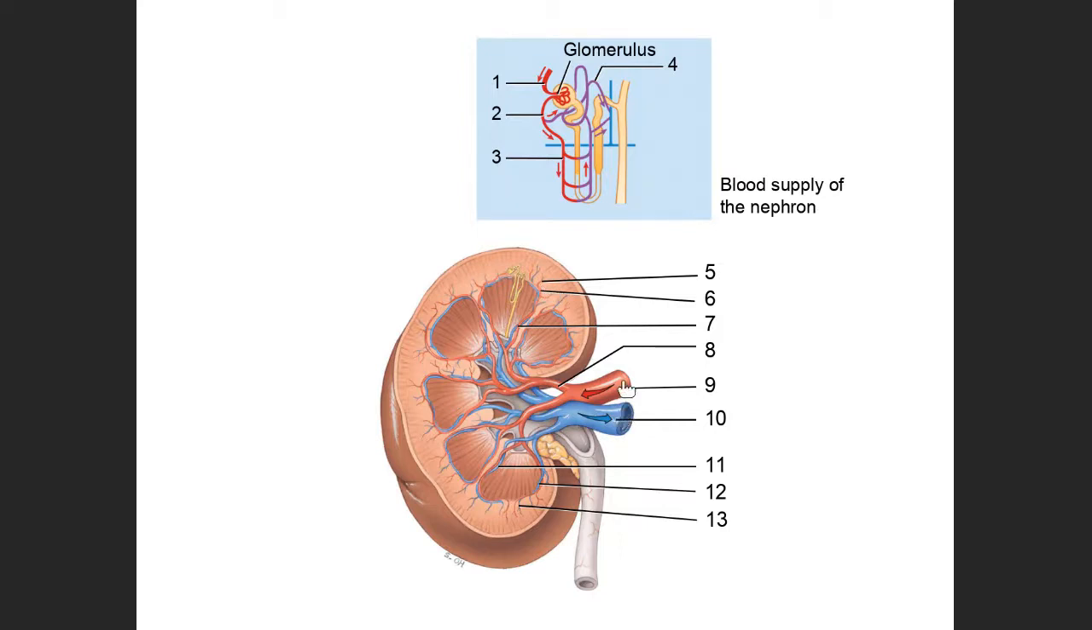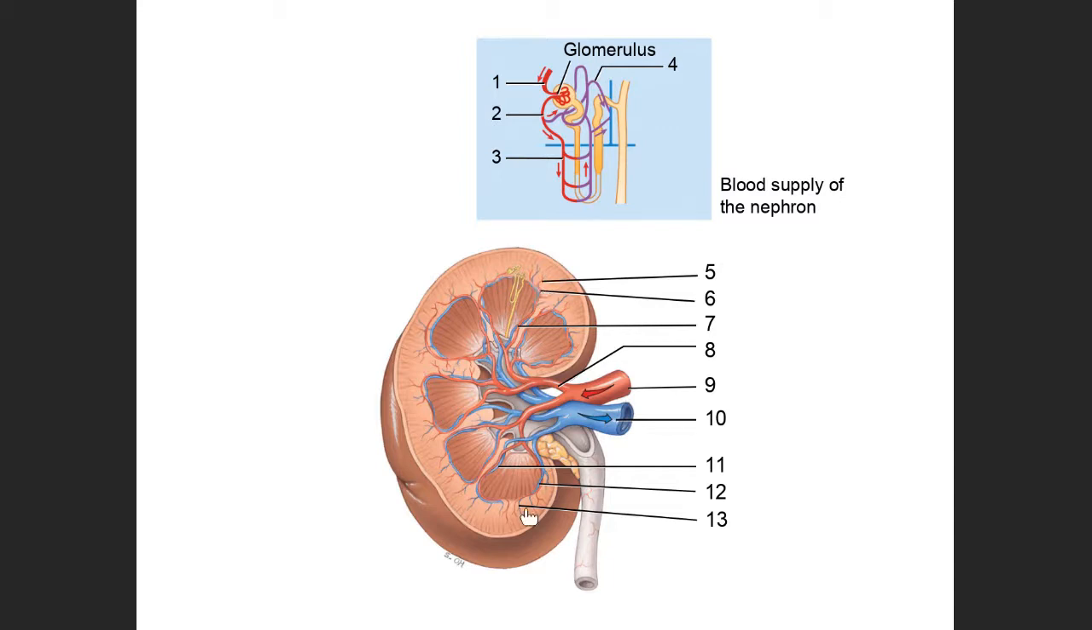Let me start with number 9. Number 9 is the renal artery. Number 8 is the segmental artery. Number 7 is the interlobar artery. Number 6 is the arcuate artery. And number 5 is interlobular artery.